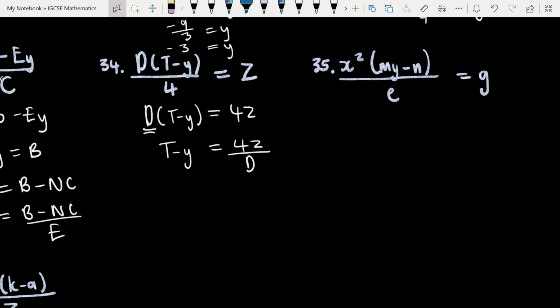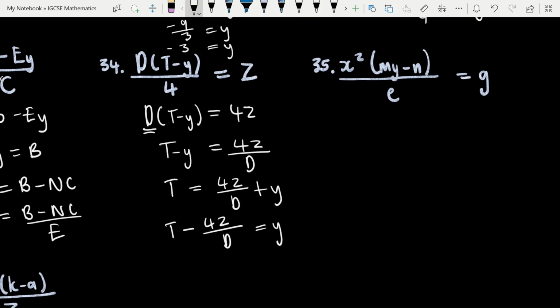Now, when it's like this, what do we do? We see that our term with y is negative. We can't make it the subject here. We have to take it to the other side to make it positive. So it's going to be t is equal to 4z over d plus y. Y has now come and is now adding. Then like this, we can make it the subject. How? By taking everything which is not y to the other side. So t minus 4z over d is equal to y. That's it. When it's like this, we are done.